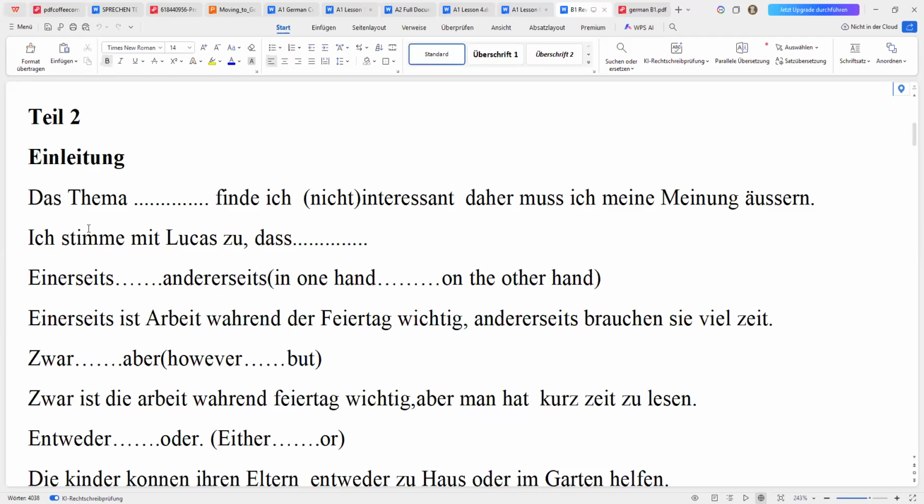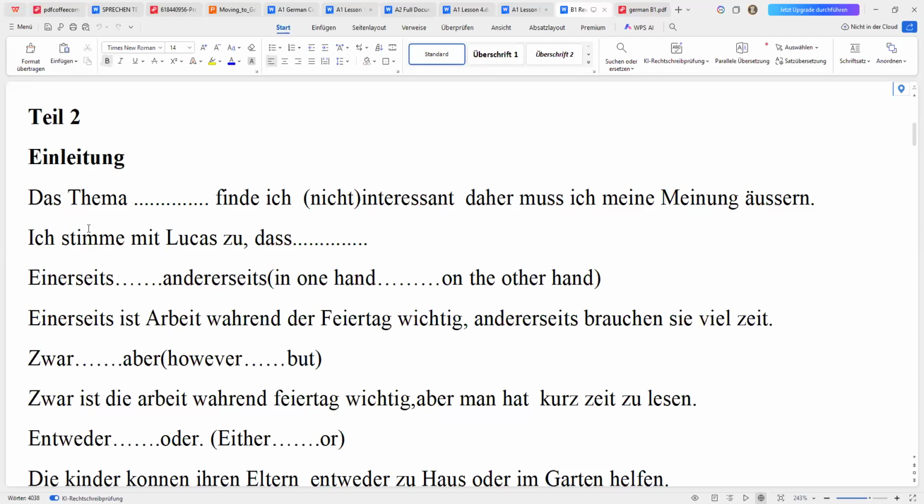Then you proceed by saying maybe, ich stimme mit, the person whose name is there. If it was Lukas, ich stimme mit Lukas zu, dass, you are agreeing, or ich stimme nicht zu. You can either agree with that person or you don't agree with that person. So it depends on which side you want to take. Ich stimme mit Lukas nicht zu, dass, where are you not agreeing with Lukas? What has Lukas said that you are agreeing with? What has Lukas said that you are not agreeing with? You write on that point.